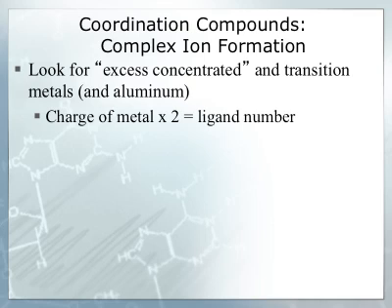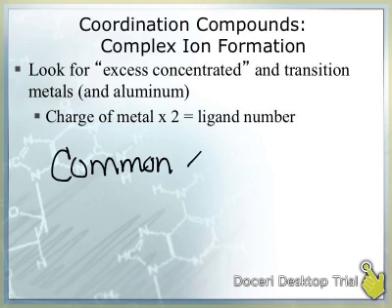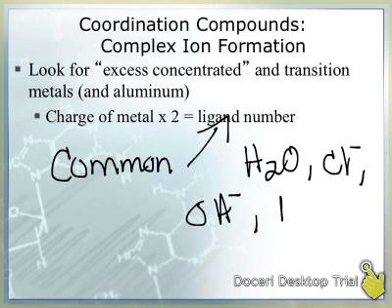Okay. So some common ligands that we will deal with, some common ones that you guys can look for in equations, are H2O, Cl minus, OH minus, and NH3, which is ammonia, not ammonium, so it is not a polyatomic ion. This would be an example of a molecule. OH, hydroxide.